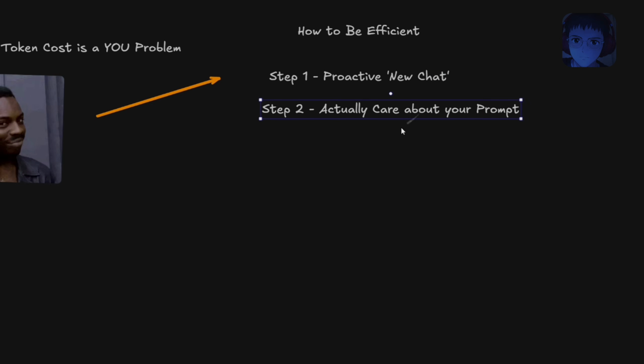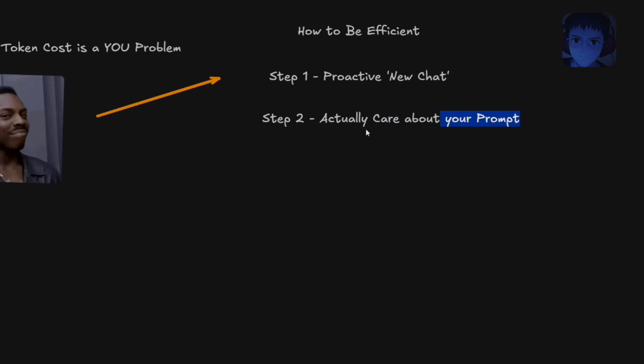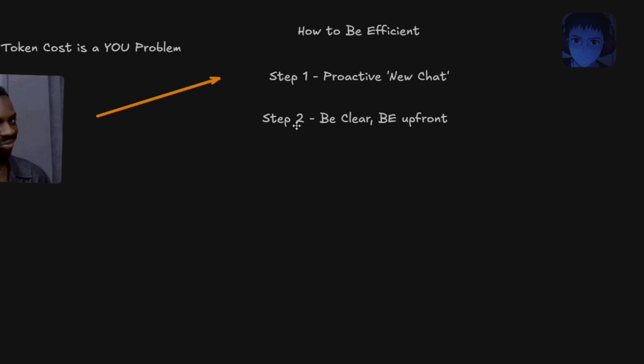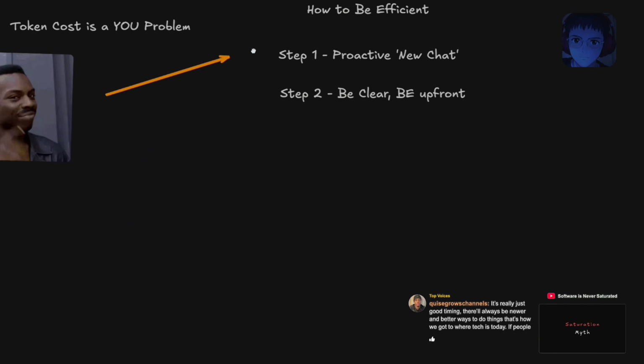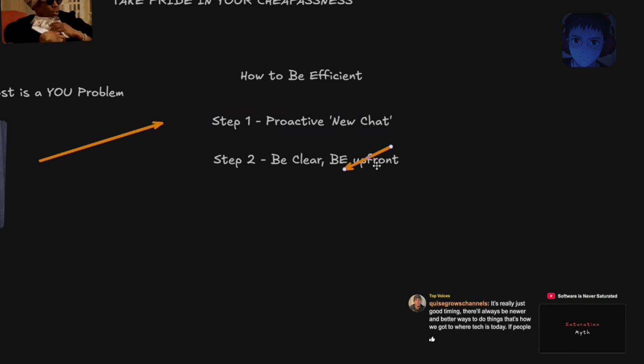And so that's step 2. Be clear and actually care about your prompt. And I'll reword this so we are on the same page. And realize when you do this, what I mentioned earlier about how it's sending your entire context window and how you should be proactive about a new chat, this feeds into this.